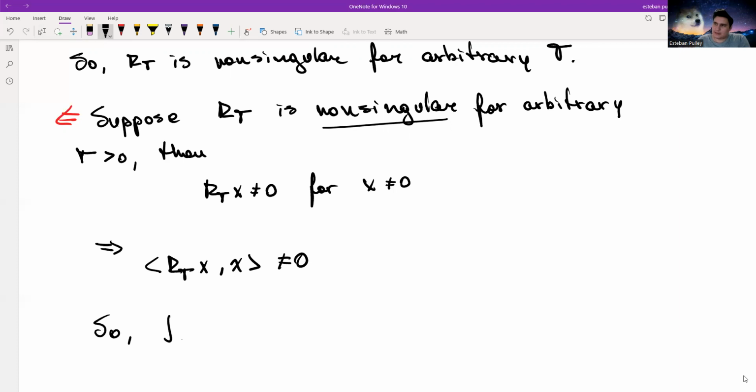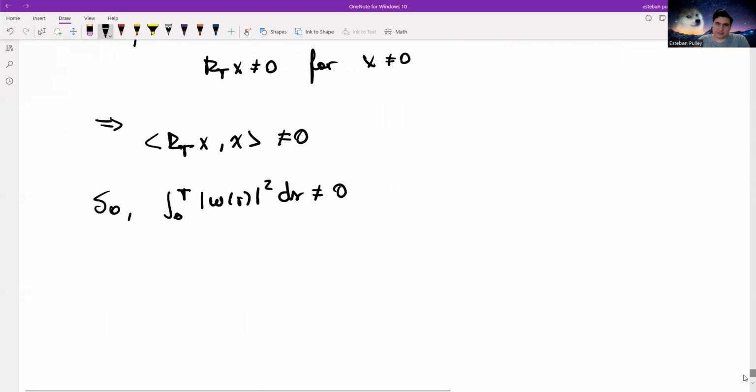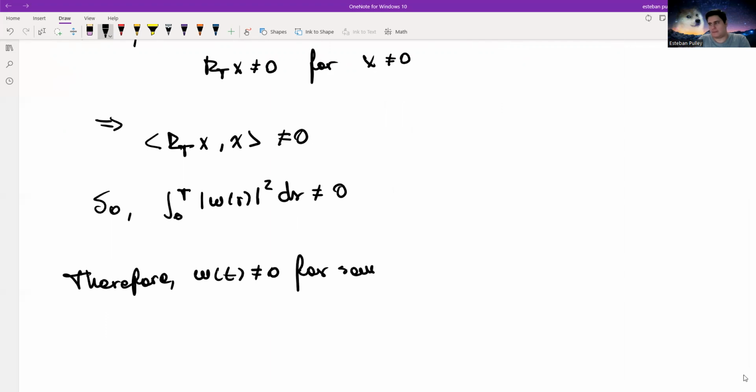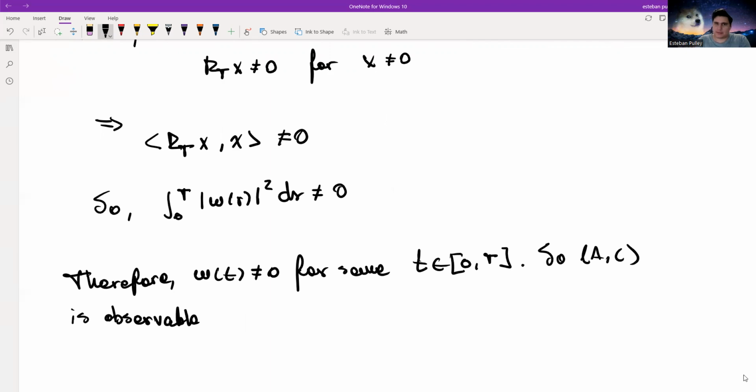So this integral is different from 0. If this integral is different from 0, and this integral is positive, then we have, therefore, W(t) is different from 0 for some t in [0, t]. So (A, C) is observable at a given time t positive. And that is the proof of the theorem.